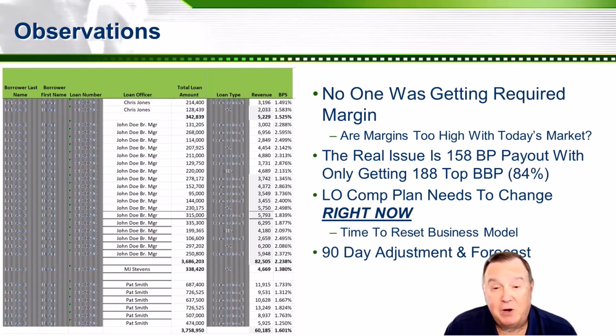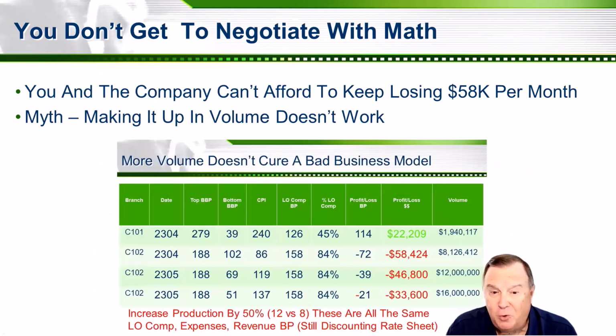Maybe the margins were from refi mania. I don't know, but the comp needs to be adjusted right now to reset the business model. If the discounting of margin is going to continue, then the LO comp needs to be adjusted accordingly. I'm pretty sure the LO comp can still be adjusted quarterly, and we all know that my perspective is only looking out 90 days at a time anyway. Folks, you don't get to negotiate with math. The numbers are the numbers, and the company can't afford to keep losing $58,000 per month. It must stop, and the sooner the better.